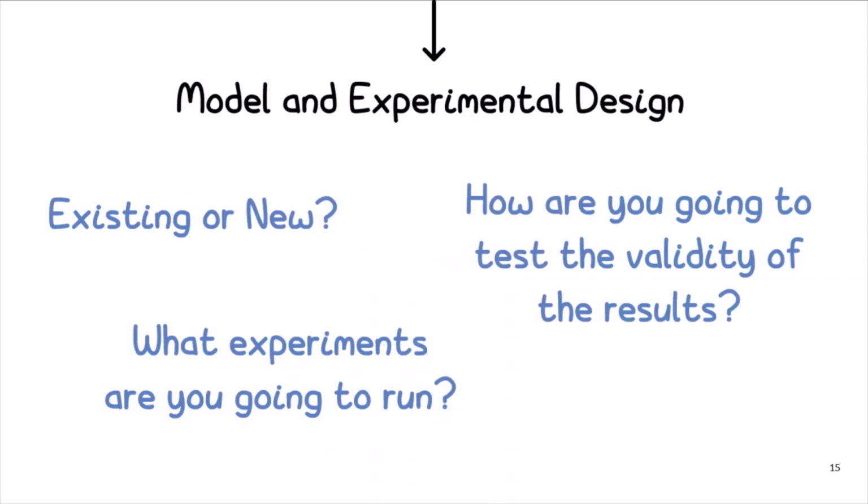And once you've thought about your modelling approach, think about the model you might want to use. Are you going to create a new model? Are you going to use an existing model? Or perhaps you can build on an existing model to fit it to your purpose. Have a think about your model design. What experiments will you run using the model in order to answer your research questions? How will you test the validity of your results?